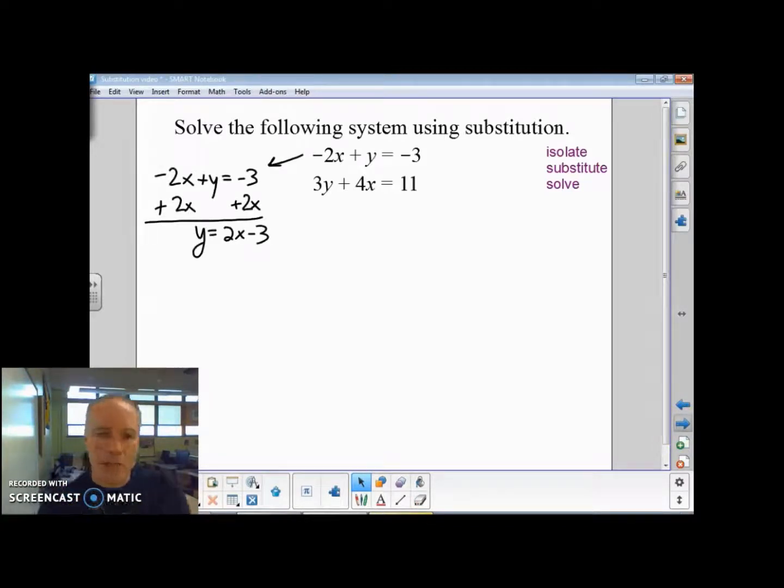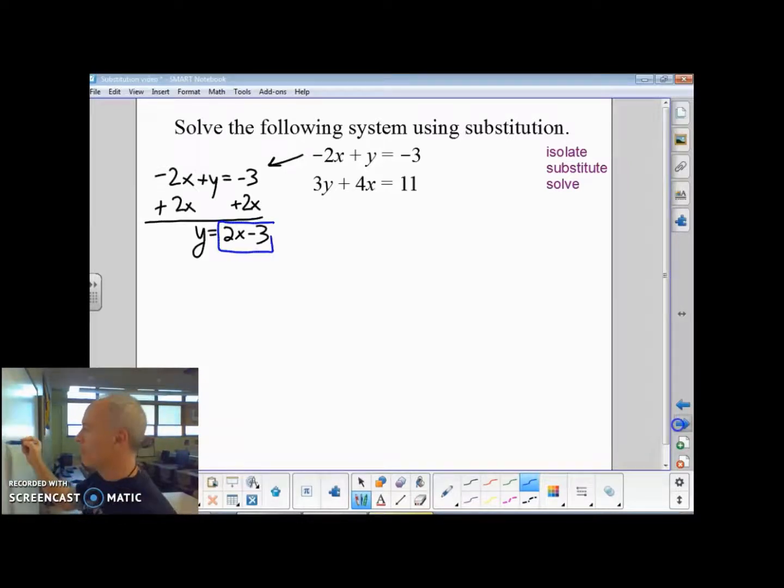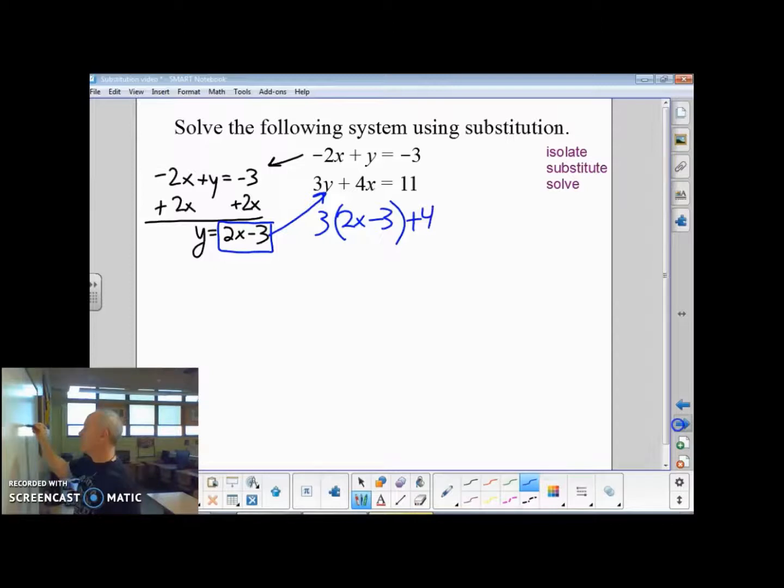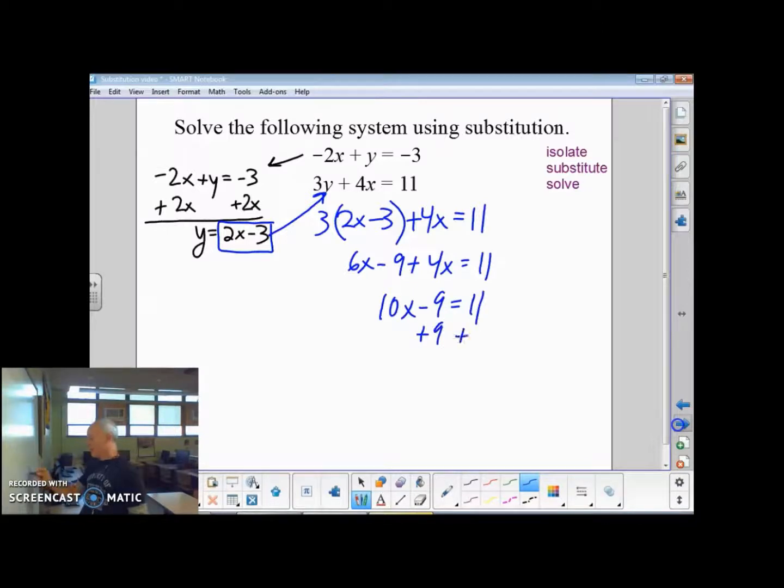I chose the first equation and I solved for y, isolated the y variable, because now I can use what y is equivalent to, put a box around it, and substitute that into the other equation for y. I'm going to rewrite the second equation with what y is equivalent to from the first equation. Then I finish rewriting this equation, and now it's just solve for x. 10x minus 9 equals 11. Combine like terms. Now you get your like terms together on the same side of the equation and then divide by 10 to reveal that x is 2.